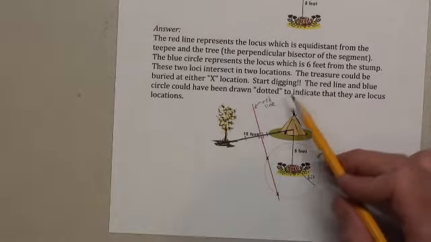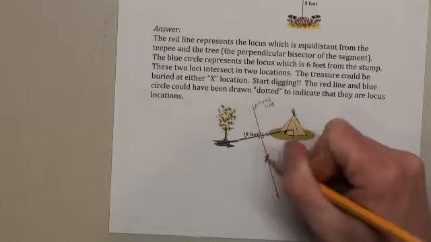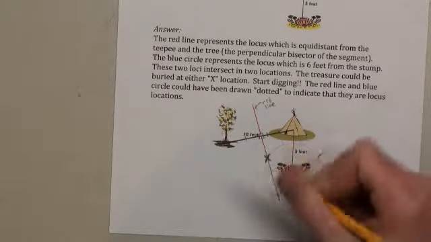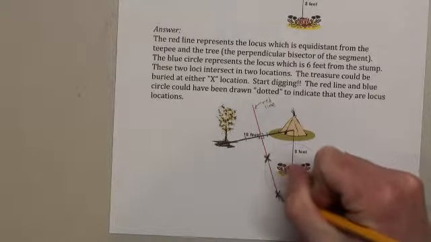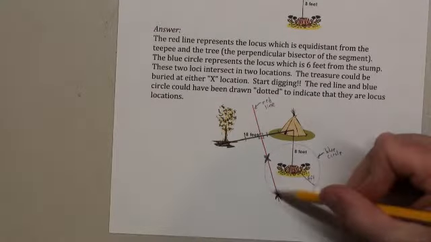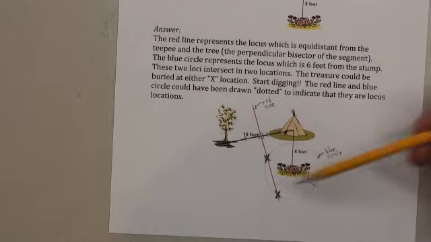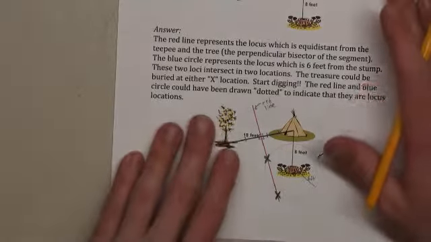The treasure could be buried at either X location. So what we do is we mark X's where the two locus or the loci intersect. Okay? Those are the only two possibilities for where the treasure could be. The red line and blue circle could have been drawn dotted to indicate they are the locus locations. And when you do these types of problems, you'll draw them dotted, and you'll see what that means, how to do that. Okay, let's look at the examples.